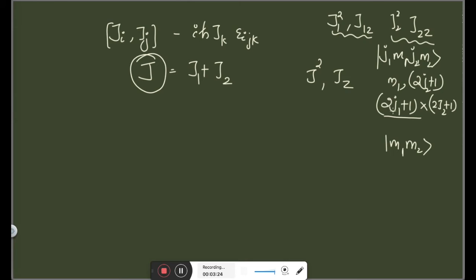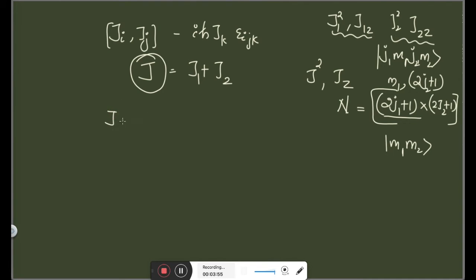So the total set of all base kets is 2J1 plus 1 multiplied by 2J2 plus 1. So this is the dimensionality, equal to n, where n stands for the dimensionality of the combined space of M1 and M2. Naturally, this gives the possible values: J1 and J2 are fixed, and M1 can assume values like that.